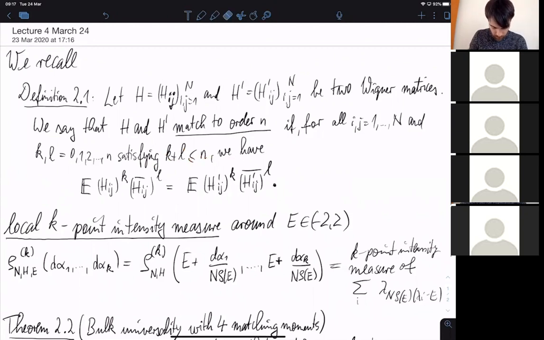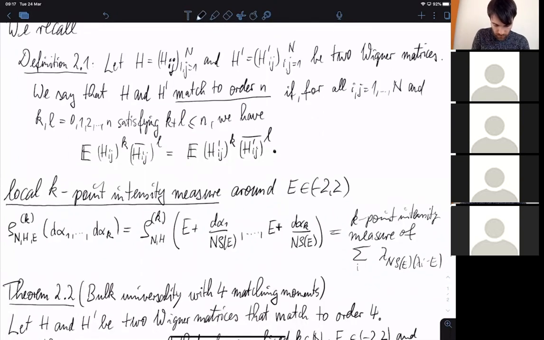If I take the expectation of a mixed moment, h_ij to the k, h_ij bar to the l, I get the same as if I compute the same mixed moment, h_ij prime to the k, h_ij prime bar to the l. We assume that all of these moments match as long as the sum of k and l is smaller than n, and k and l can run through all positive integers from 0 up to n under this condition.